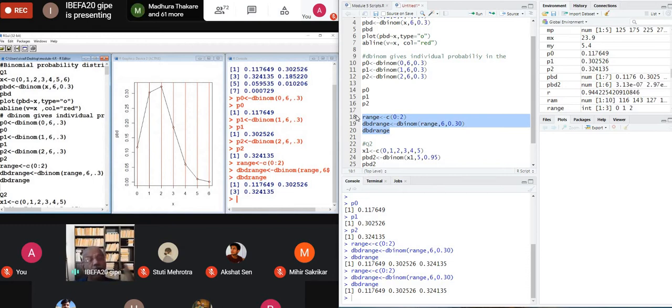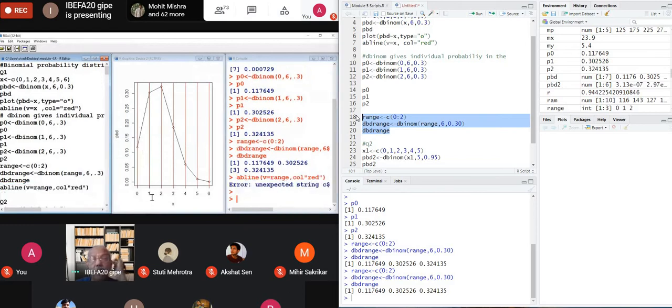Suppose I want to plot this on the graph. abline, v equal to range, comma, col equal to red. Let us see whether we get it or not. Oh, error, unexpected. Is it dbinom range? Yes, please. Got it.